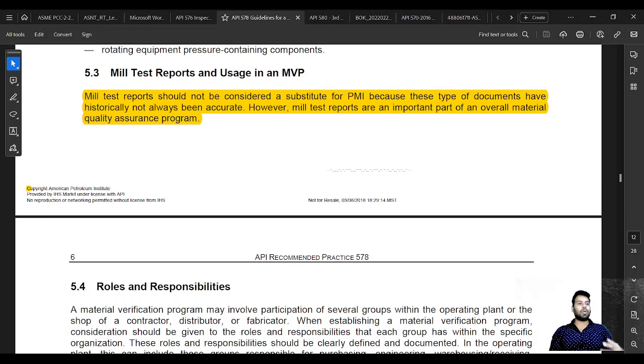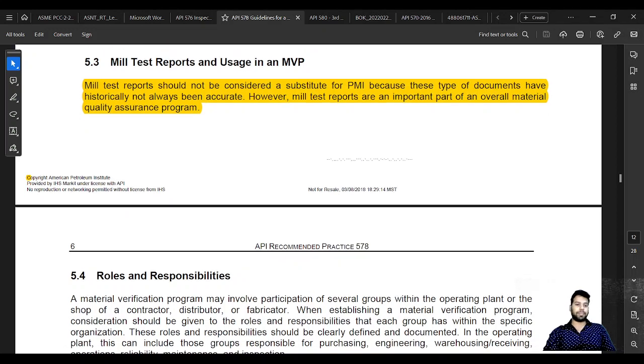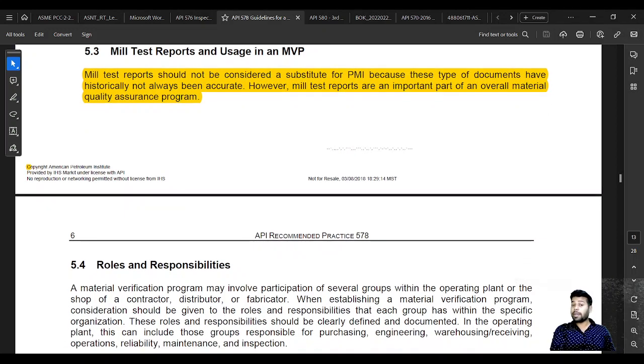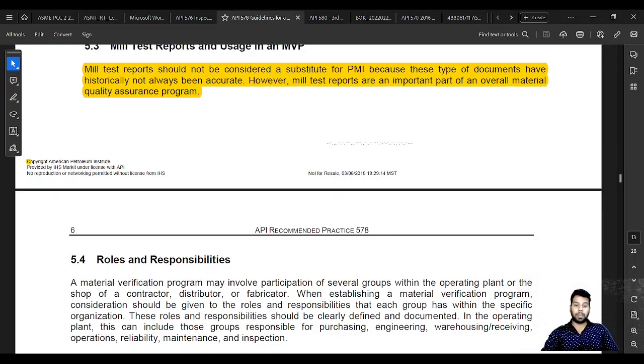Understand one thing, the distributor or the supplier will generally have a bias towards selling you the material at lower costs. In that case, sometimes substitutions can happen, and these substitutions can lead to a catastrophic failure later on. So a mill test report should not be considered a substitute for PMI, because these types of documents have historically not always been accurate. However, mill test reports are an important part of an overall material quality assurance program. We are not going to rely on the mill test report alone, but mill test reports will still give us a good insight about the material.